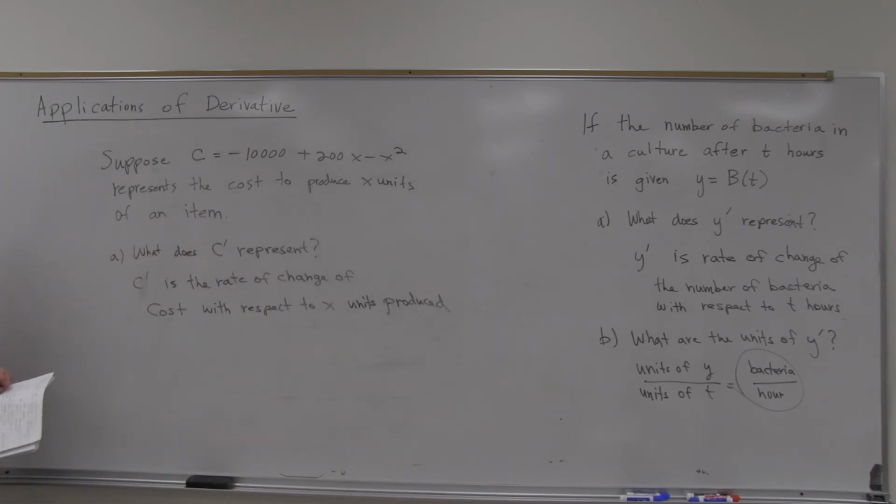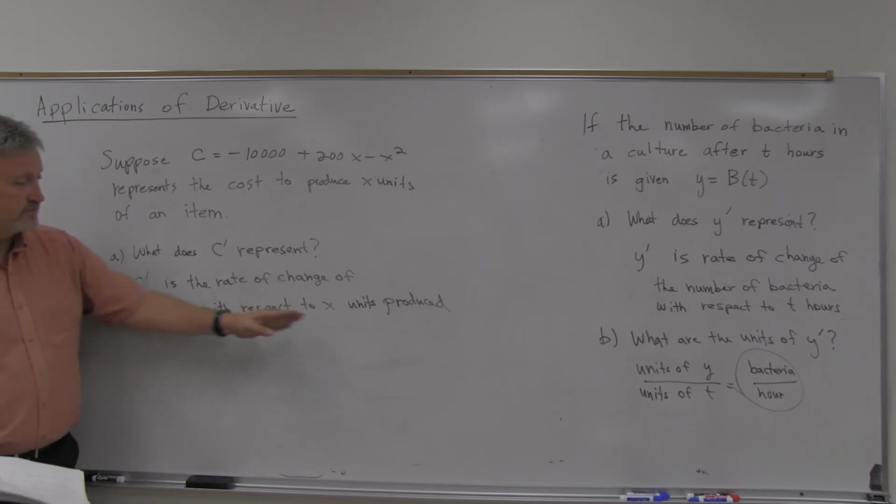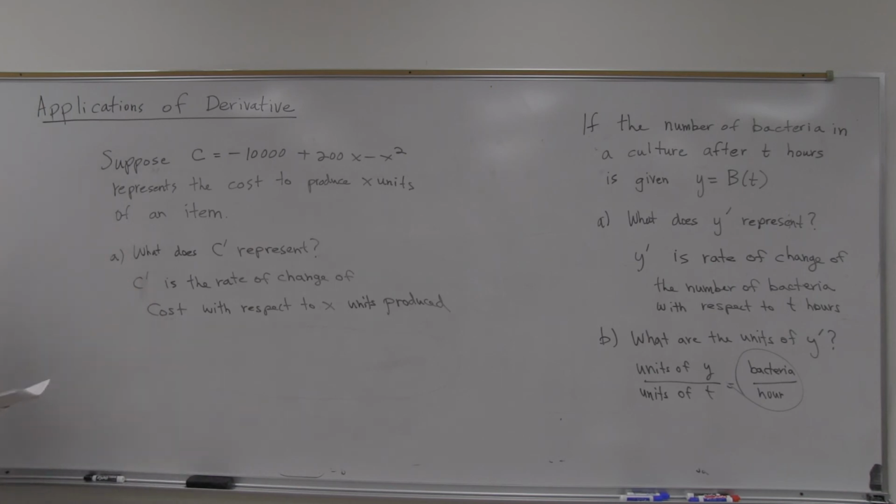So like I said, it's pretty much the same verbiage, just have to change what the function represents. C prime is the rate of change of the cost in this case. So the derivative is always the rate of change. In this case, it's the rate of change of the cost with respect to x, the x units produced. All right.